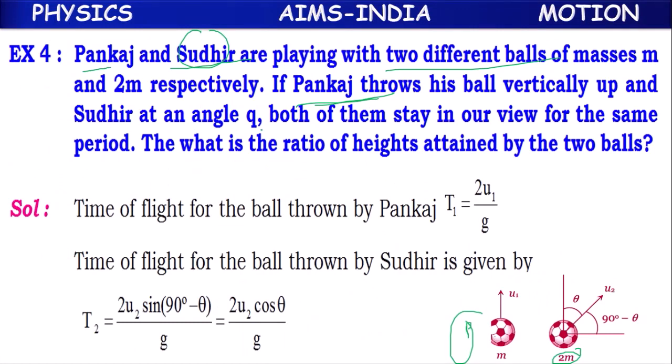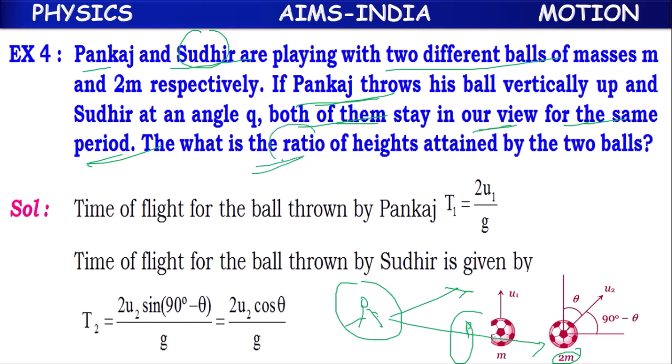So both of them stay in our view for the same period. Means if we are observing from outside, we are able to observe both of them at the same time, say for the same time period. So what is the ratio of heights attained by the two balls? So the ratio of height h1 attained by the first ball and height h2. This h1 to h2 ratio we have to find.